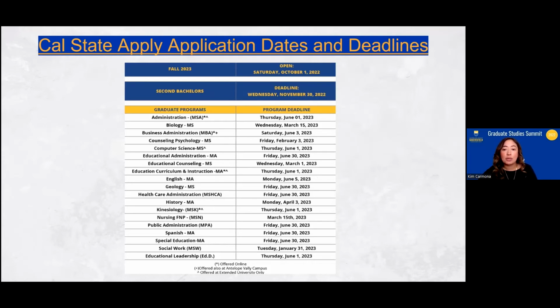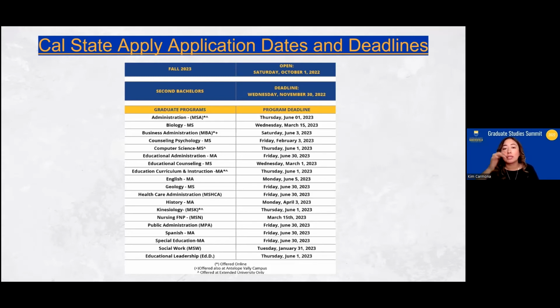The soonest program deadline that we have approaching is for our MSW program, January 31st. Following that is counseling psych, with a deadline of February 3rd. Otherwise, you have March, May, but primarily you'll see a lot of June on here. June is very popular for an overall program deadline, but especially for programs such as the MSW or the counseling psych program, the program deadline is approaching sooner.